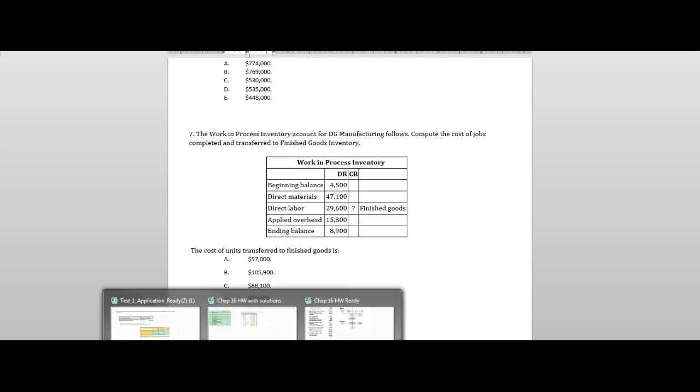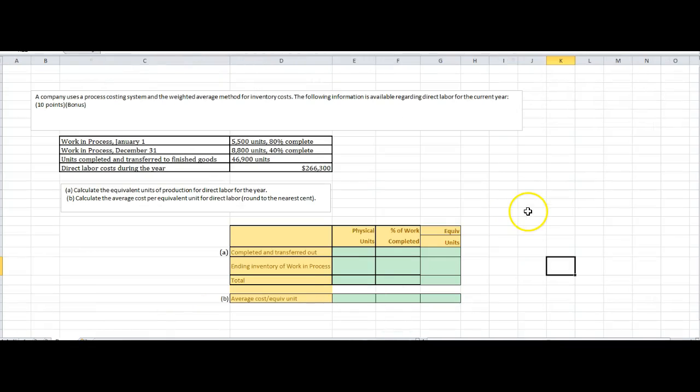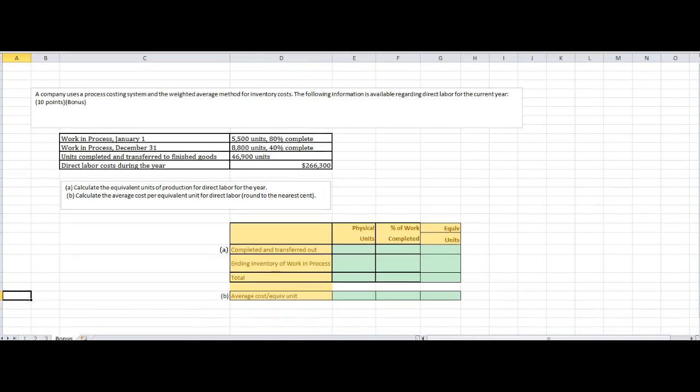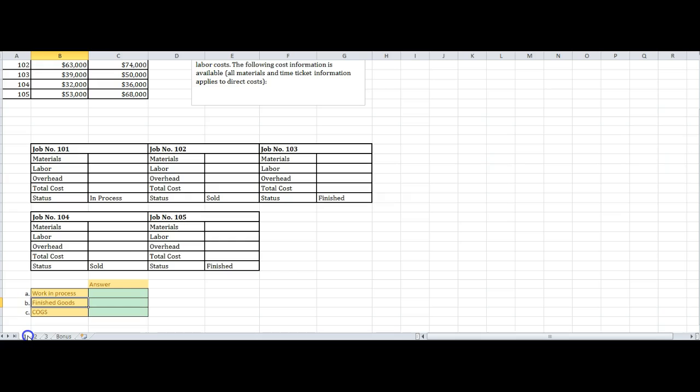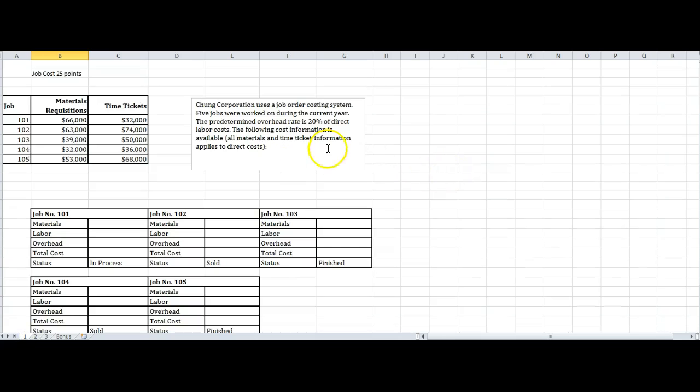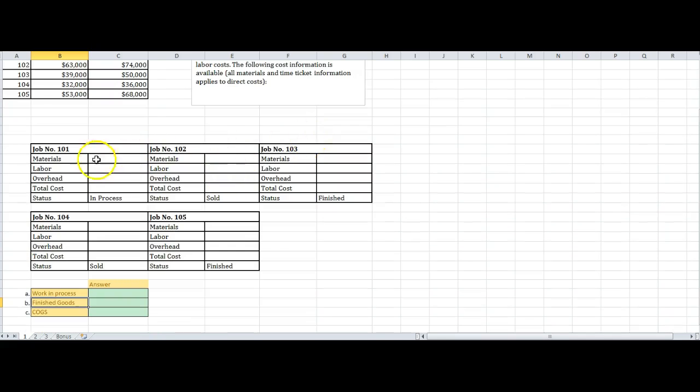Then we come to the test. The test application part only has 3 questions. It has a bonus question, but here we go. You've got a job cost. Here's your information. Here's your instructions. And you're going to apply these costs to these jobs, and then you're going to find out what the work in process inventory is, the finished goods, and the cost of goods sold.